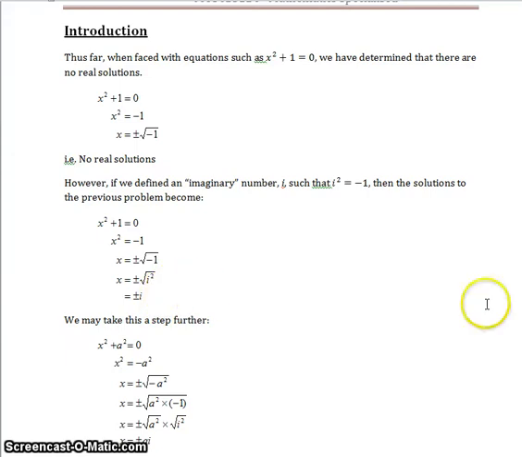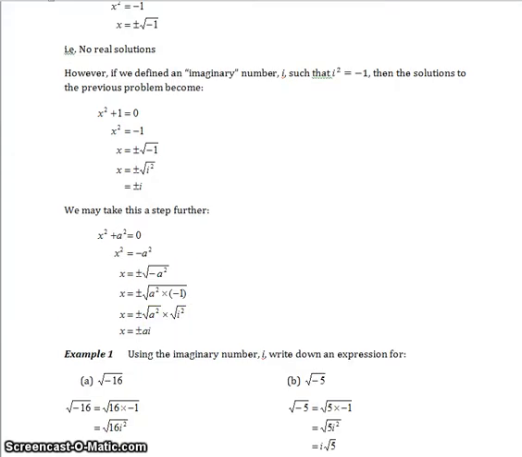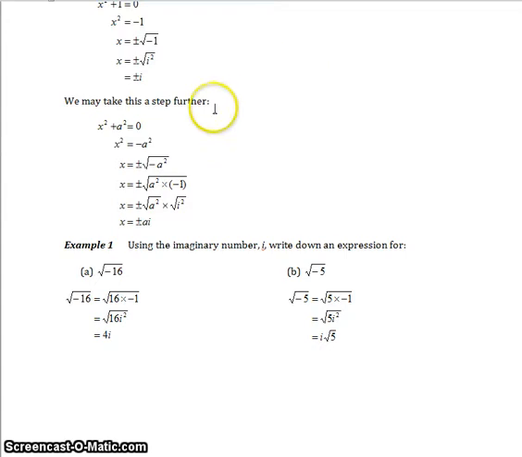Now, can we take this a step further and look at something other than 1? Okay, so we have x squared plus a squared equals 0, where a is some positive real number. Subtracting a squared from both sides, we end up with x squared equals negative a squared. Taking the square root of both sides, plus or minus the square root of negative a squared. Now, negative a squared we could write as a squared times negative 1.